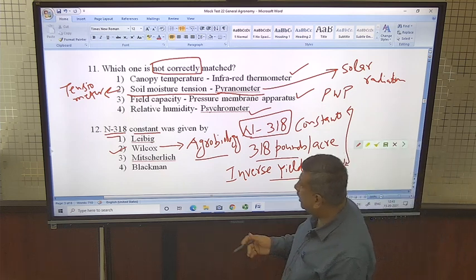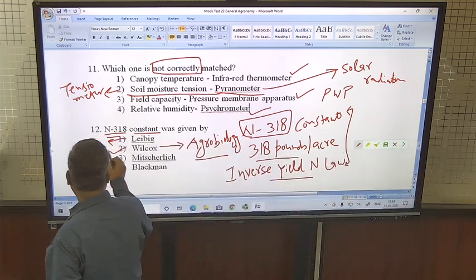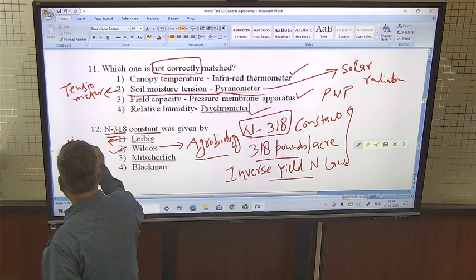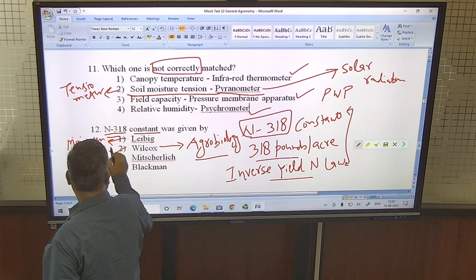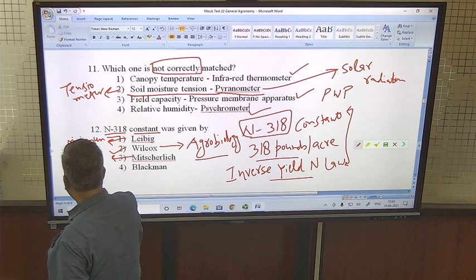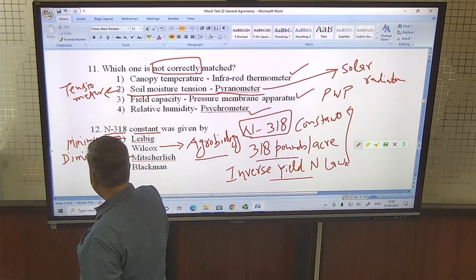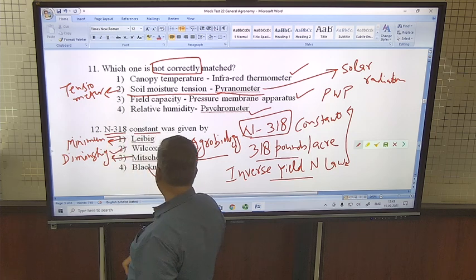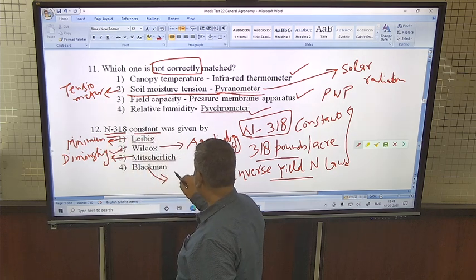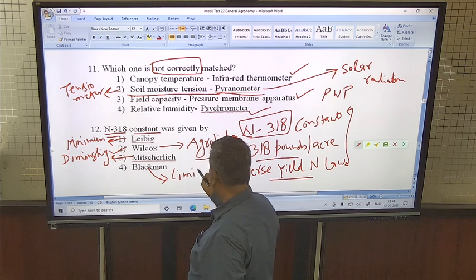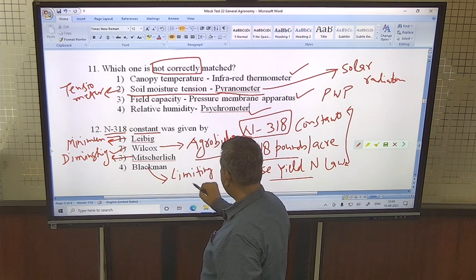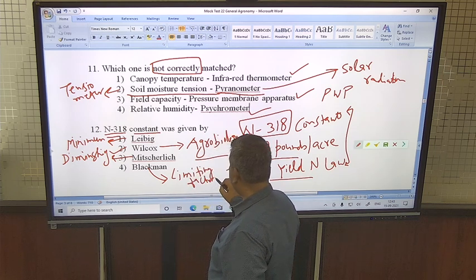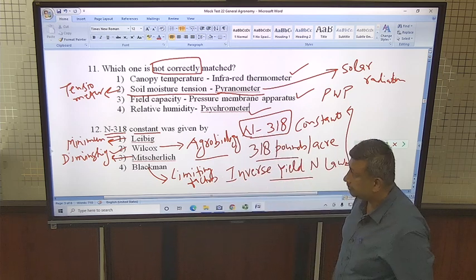We know that Liebig gave the law of minimum, Mitscherlich gave the diminishing yield return, and Blackman gave the law of limiting factor. So these are the scientists and their related work.